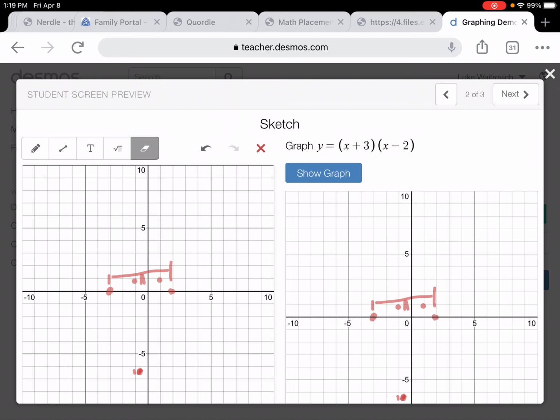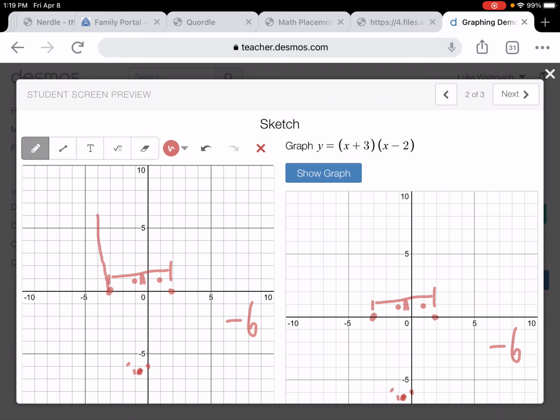So if I take a look at my quadratic, x plus 3, x minus 2, if I were to FOIL it, the last thing I'm going to get is negative 6 as my c term. And so what that means is that my y-intercept is at negative 6. And then I can use the mirror line to put one right there.